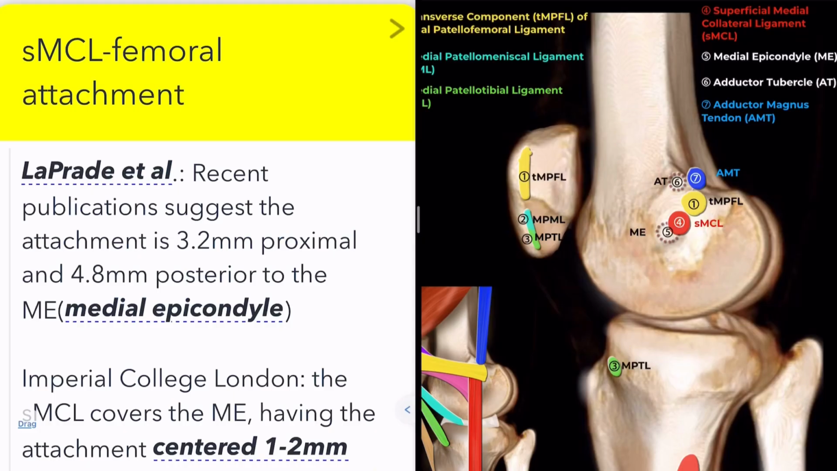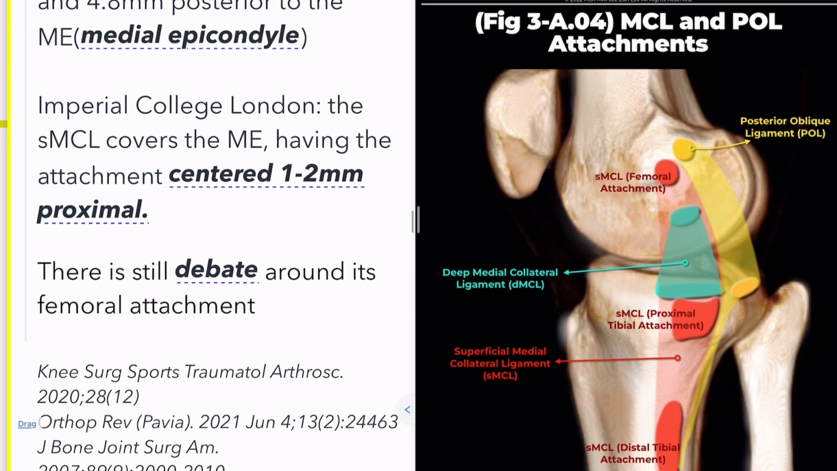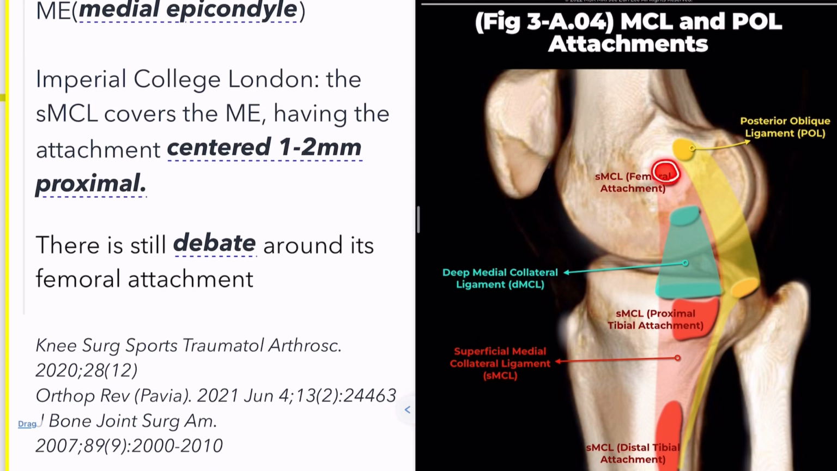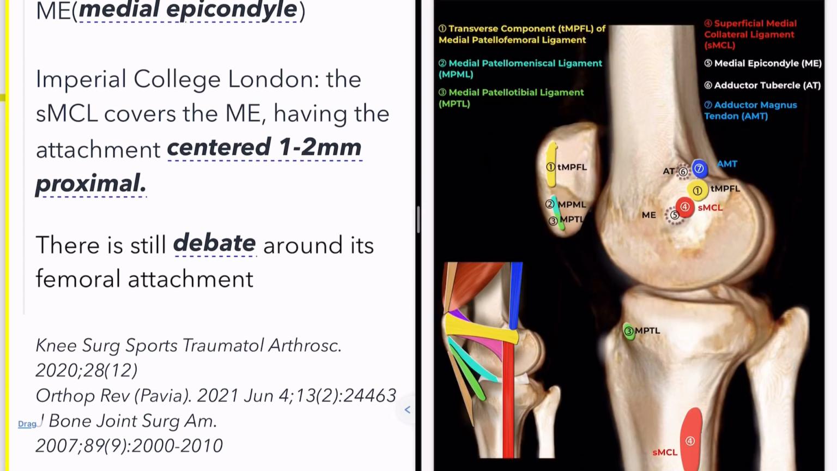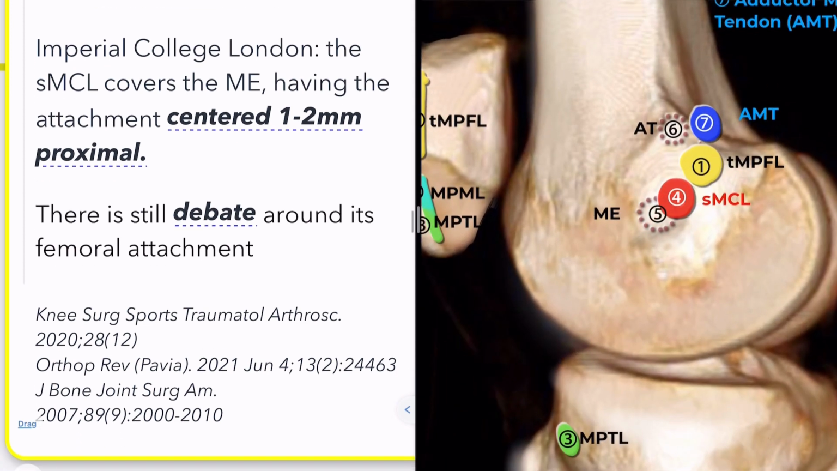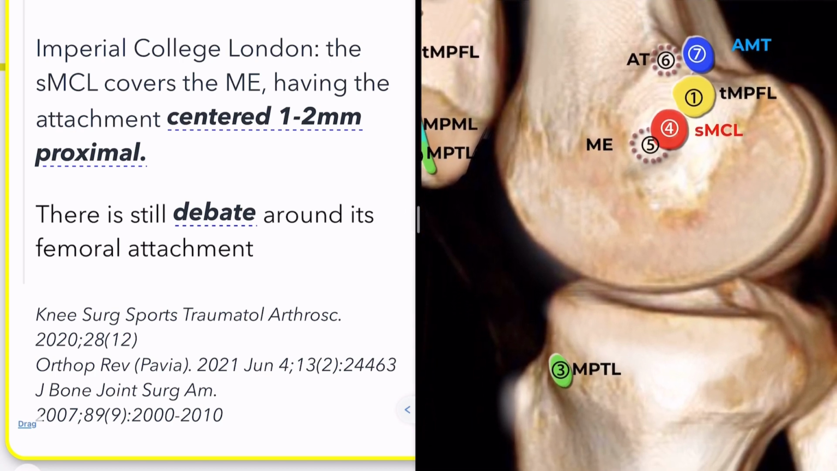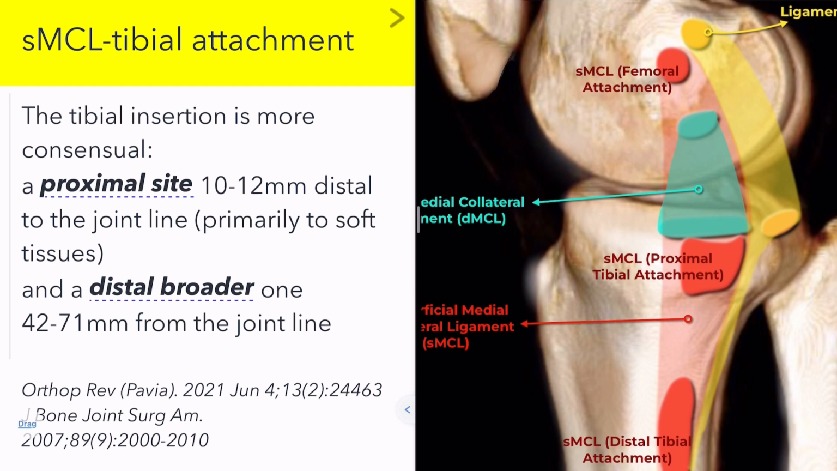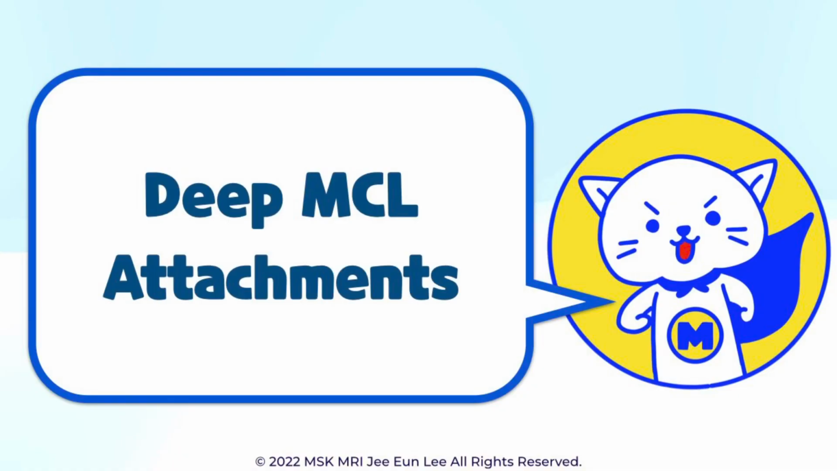Superficial MCL attachments. On the femur, recent studies show the superficial MCL attaches 3 mm proximal and 5 mm posterior to the medial epicondyle. Some evidence suggests it actually covers the epicondyle itself, with the center 1 to 2 mm proximal. On the tibia, it has a proximal soft tissue attachment 10 to 12 mm below the joint line, and a broader attachment distal.